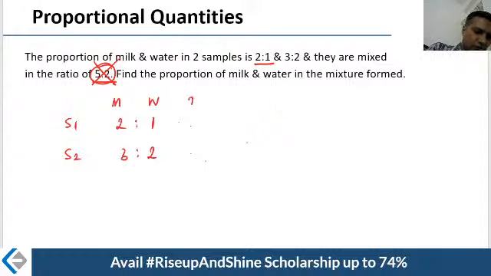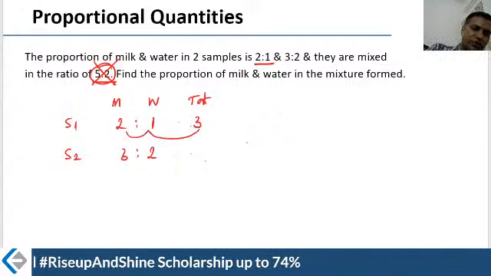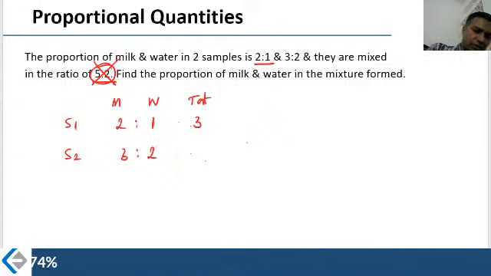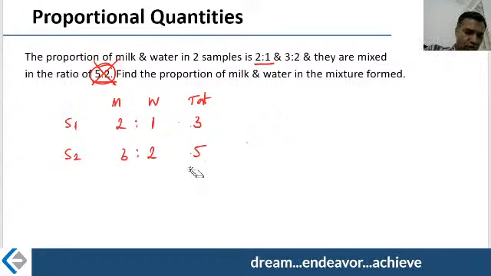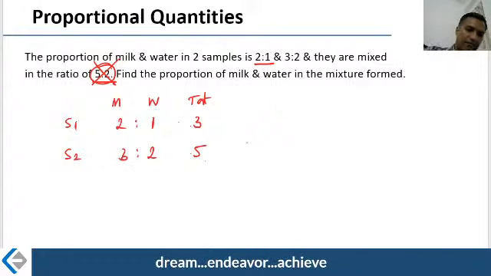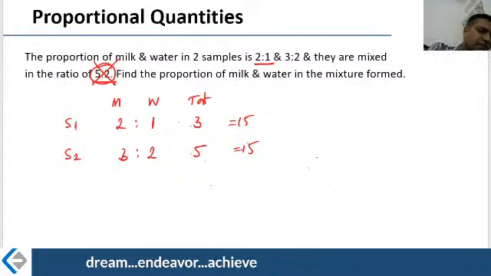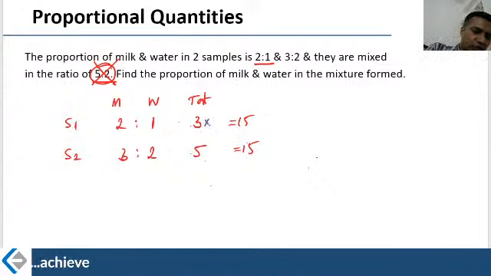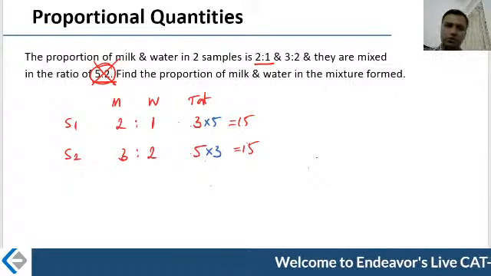Let me go to the total. What is the total in the first one? 2 plus 1, which leads to 3. And what about the second one? 3 plus 2, which would become 5. Great. That's what we have as of now. But it's not equal. 3 and 5 are not equal. So what do you do here? Take the LCM, which is 15. So 15 would make it equal. If 15 is making it equal, what do you do here? Into 5. Into 3. Great. So far you get it here.